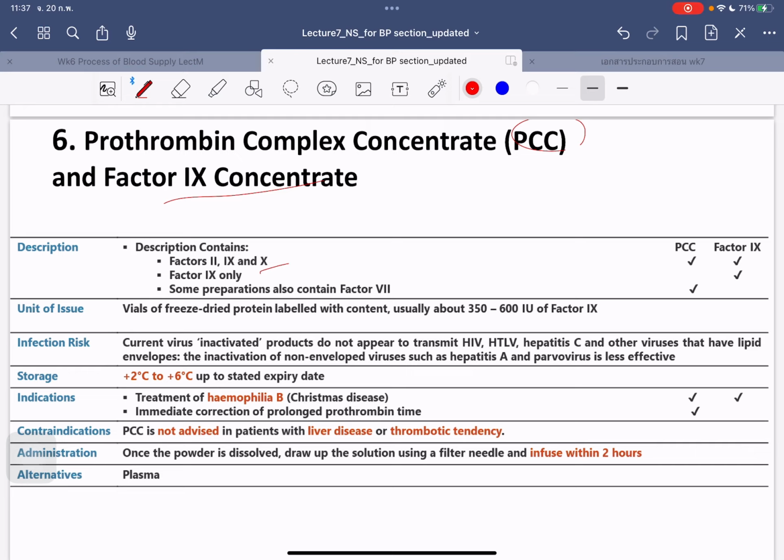And you have to know that for treatment of hemophilia B, or Christmas disease, patients don't have which factor? Factor 9, yes. It can also use prothrombin complex concentrate in some situations. Because this is a concentrated coagulation factor, if you want to correct the APTT immediately, you can use this product as well.